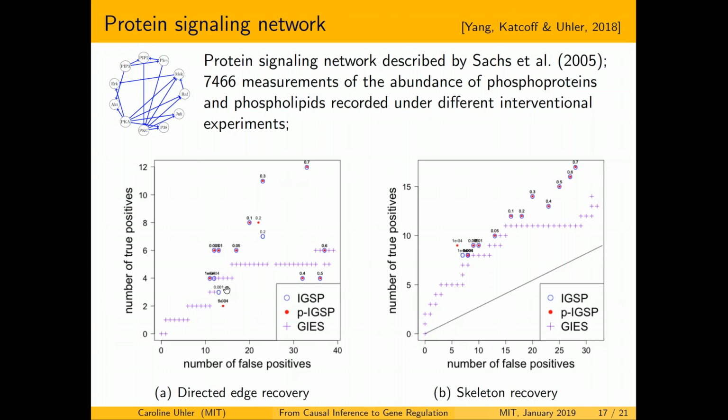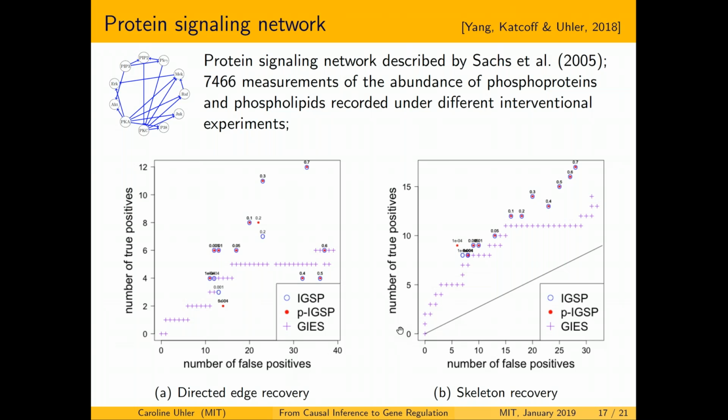What you see is that for both of our versions of the algorithm, the points often lie on top of each other. And that makes sense, because in this particular experiment, the interventions that they performed were actually supposed to be perfect. So it's good that they're lying on top of each other. So this is to recover directed edges. This is to recover the skeleton, just the undirected edges.